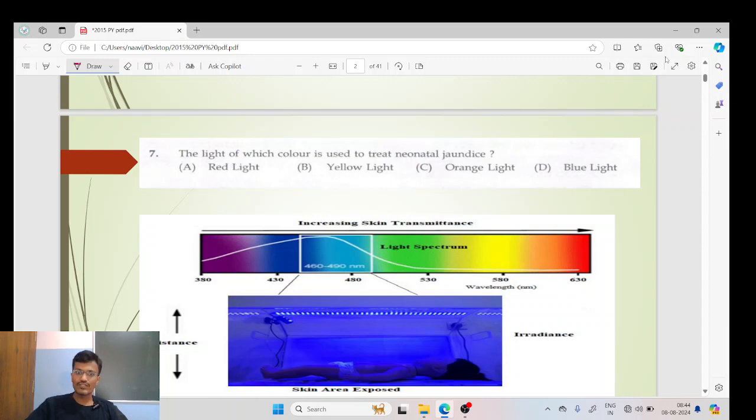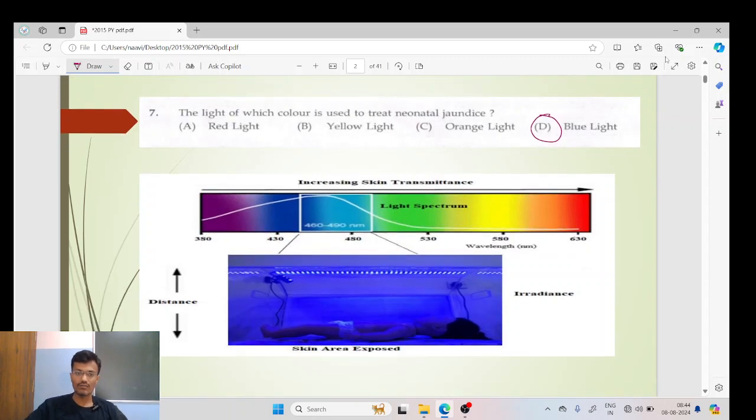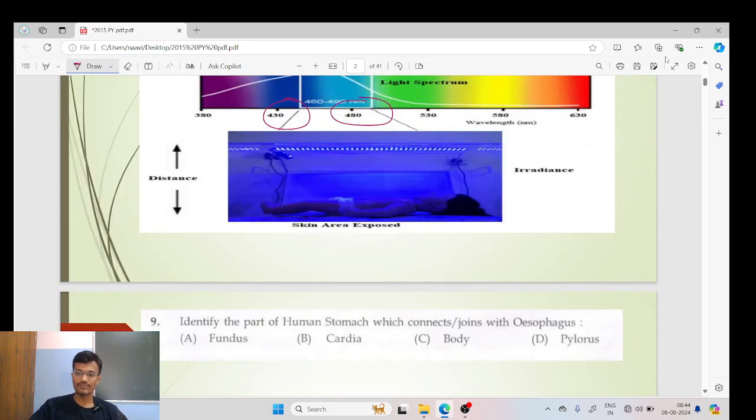The light of which color is used to treat neonatal jaundice? Here it is blue light, for the treatment of neonatal jaundice. Okay, so 430 to 480 nanometer is used for the treatment of neonatal jaundice.